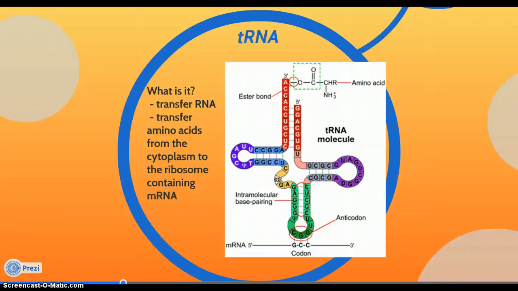What is tRNA? tRNA stands for transfer RNA, and its function is to transfer amino acids from the cytoplasm to the ribosomes that contain an mRNA strand. This picture on the right shows the two-dimensional structure of tRNA. It is comprised of 4 base-paired regions and 3 loops, including the bottom loop, which contains the anticodon. This anticodon is unique to each tRNA type. At the 3' end, the attachment site for the amino acid is located.